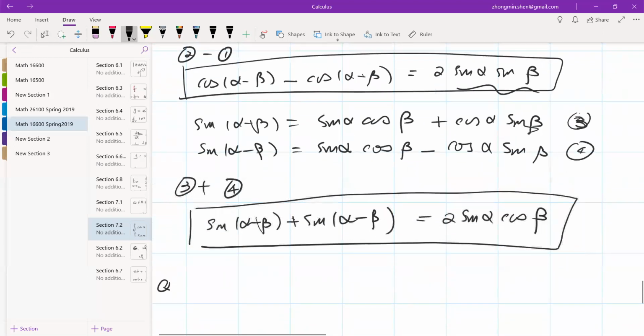So if I ask you to evaluate the integral of sine 2x cosine x, how do I do that? Can you figure out two possible ways to solve this problem?